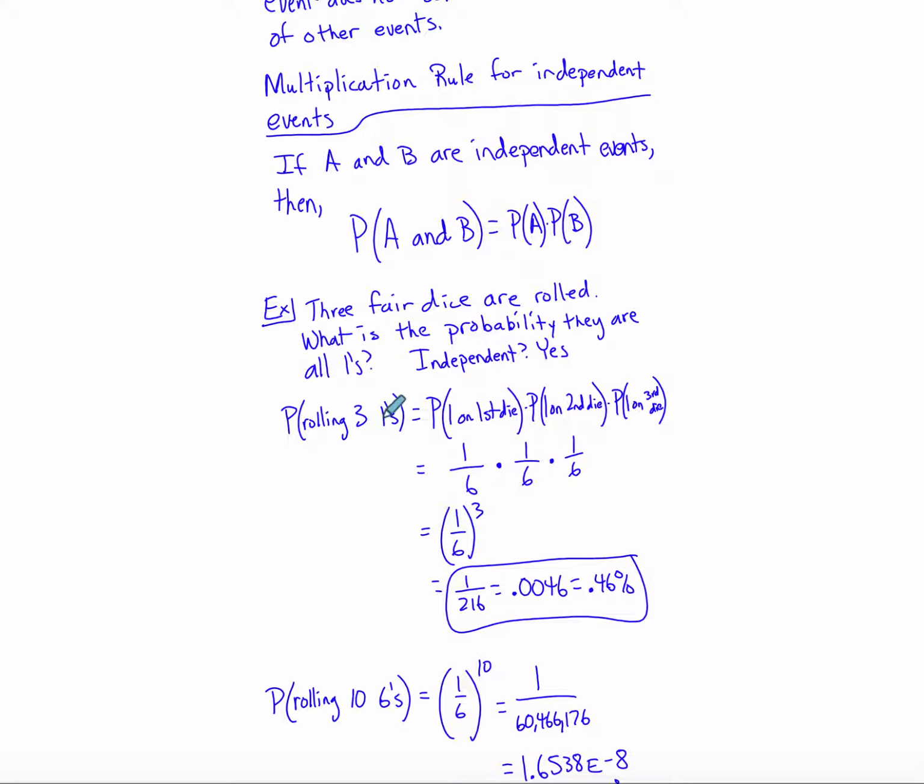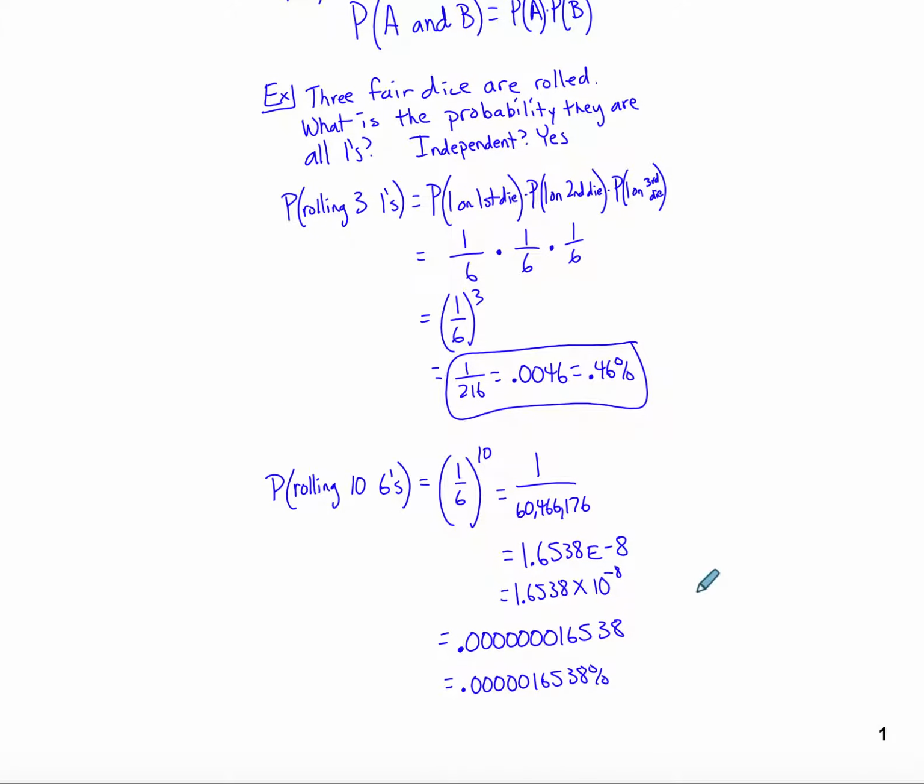So probability of getting 3 ones means that you get a probability of the 1 being on the first, a 1 on the second, and a 1 on the third. Well, each die has a 1/6 chance of getting a 1 on the first, so it's 1/6 times 1/6 times 1/6, or 1/6 cubed. You can either leave it as 1/6 cubed, or you can write it as 1 out of 216. Again, you can write them in decimals if you want.